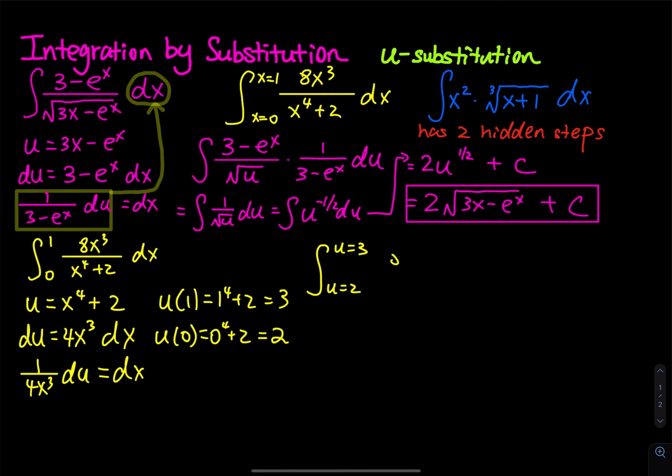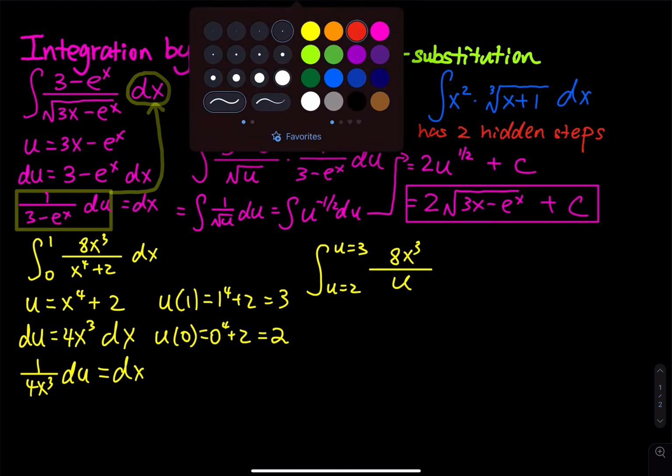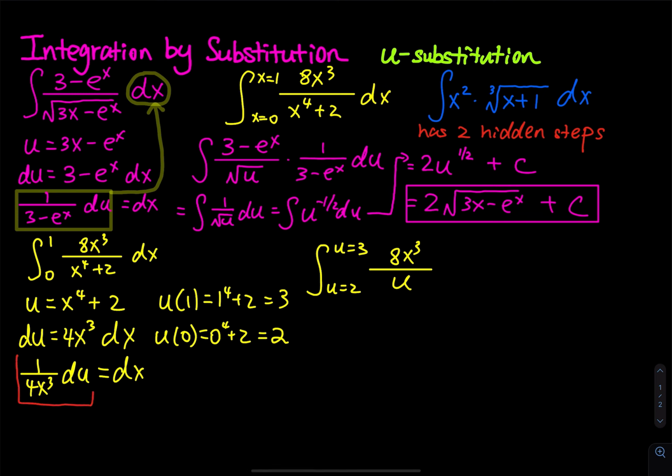You have 8x to the third on top, and then the bottom is just a u only because you let u equal that. And then the dx, I'm going to do it right here. So we are going to plug in this dx over there to that dx. What is this step called? This step is called change of variable. You change the variable from x to u.